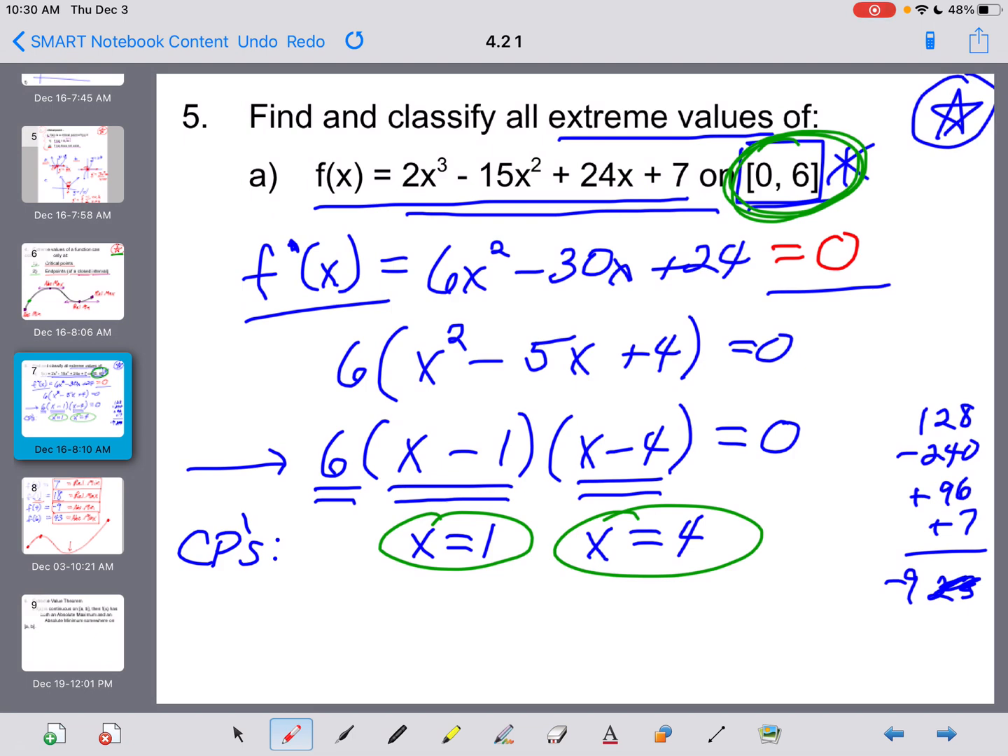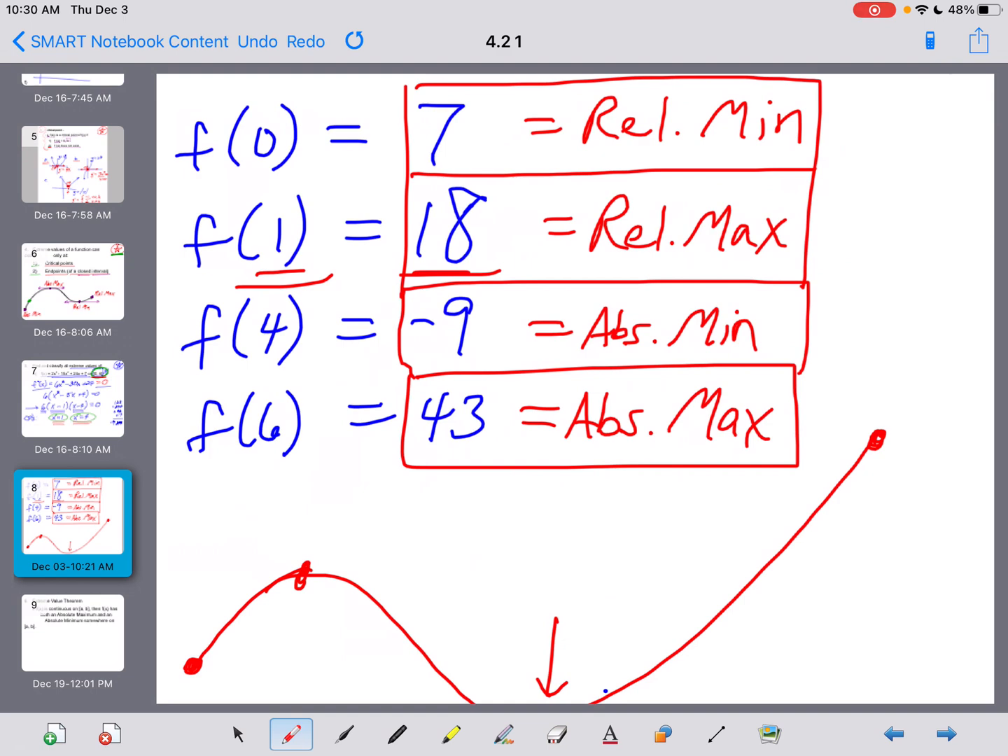First, we found critical points by setting the derivative equal to 0. Then we took both our critical points and our endpoints, and we had to test the value of the function at those x values, at the potential locations of extreme values: 1, 4, 0, 1, 4, and 6. And then only by looking at the 4 y values were we able to determine which were absolute max, which were absolute min, relative max, and relative min.